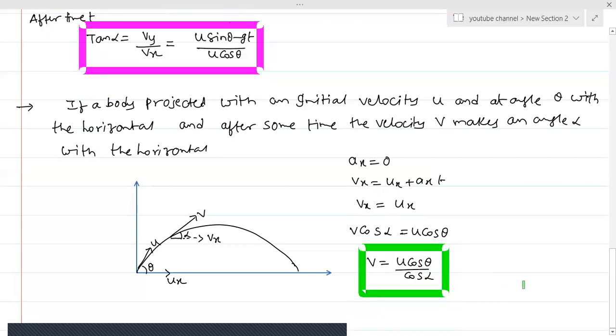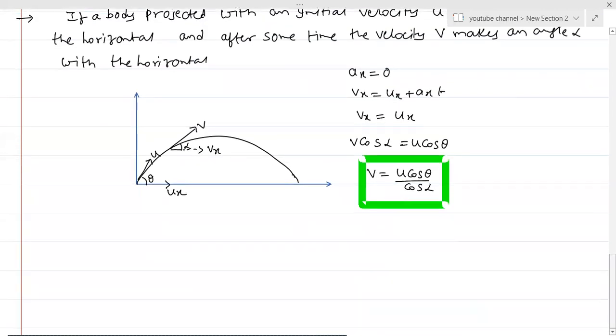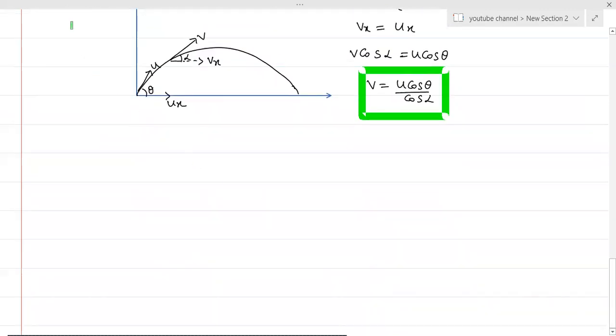So in this way, without knowing the time, if you know the angles with respect to the horizontal at various positions, we can easily understand the velocity.